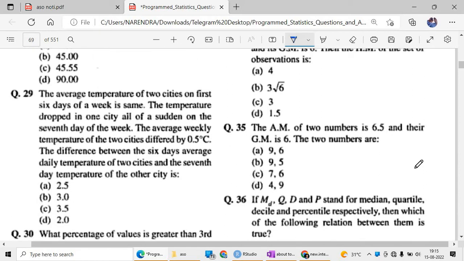See, this kind of question has been repeated for you once. The AM of 2 numbers is 6.5 and the GM is 6, then what are the 2 numbers? So how do you calculate this? So (x plus y)/2 equals 6.5, xy equals 36.